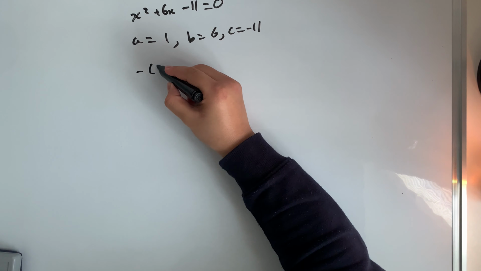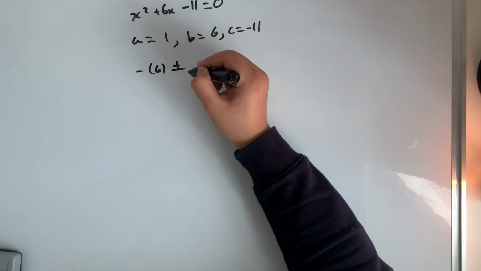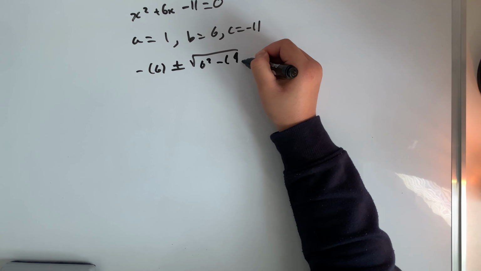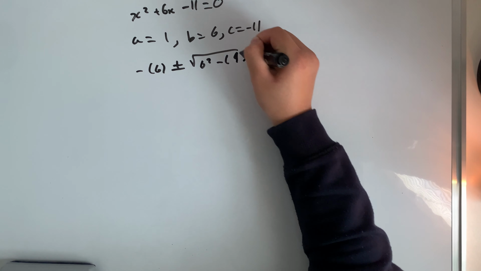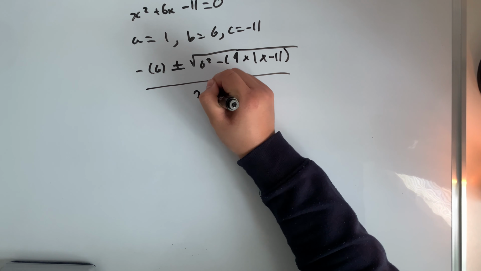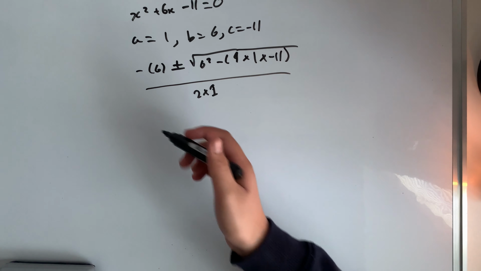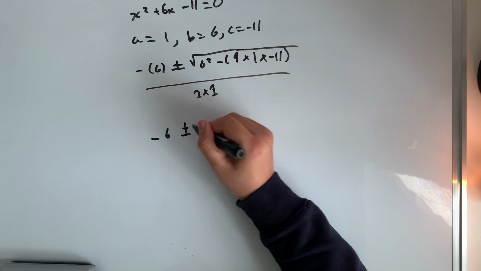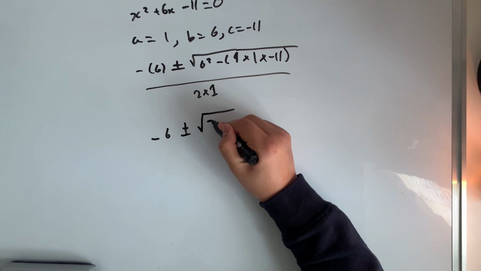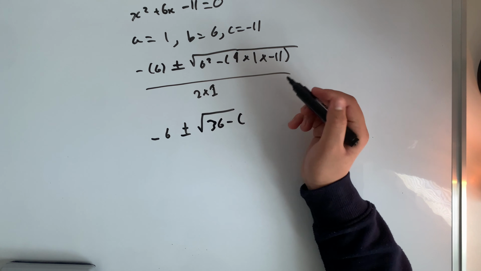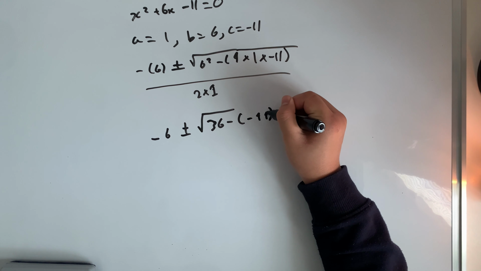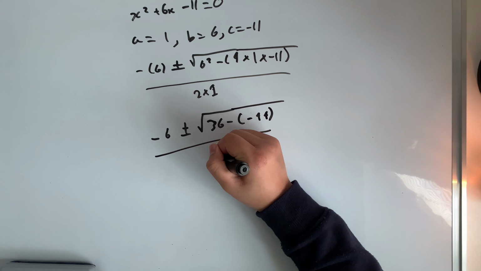So -6, we want to write plus minus because we're not writing this on the calculator. And then you write square root 6 squared minus 4 times 1 times -11 over 2 times 1. So what we do now is minus times 6 is simply -6, and then plus minus 6 squared is 36, minus 4 times 1 is 4, times that by -11 is -44, and then over 2.